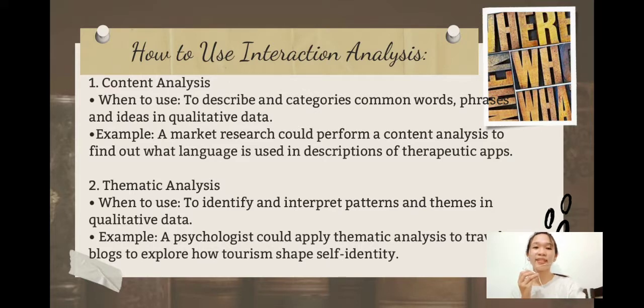Number 1, content analysis. It is used to describe and categorize common words, phrases, and ideas in qualitative data. For example, a market researcher could perform a content analysis to find out what language is used in descriptions of therapeutic apps. Number 2, thematic analysis. It is used to identify and interpret patterns and themes in qualitative data. For example, a psychologist could apply thematic analysis to travel blogs to explore how tourism shapes self-identity.